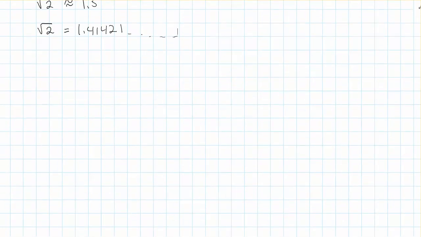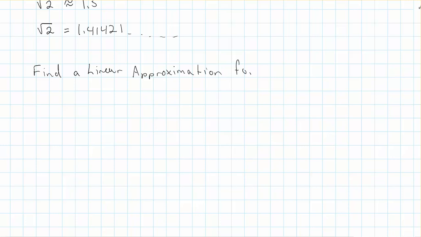Now, let's look at another one here, and this one actually is very widely used. Find a linear approximation for e to the x using a equals 0.